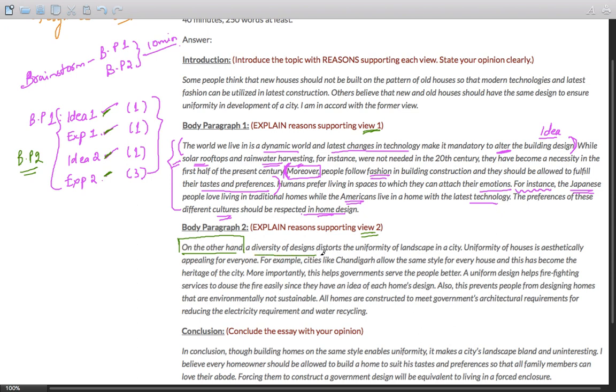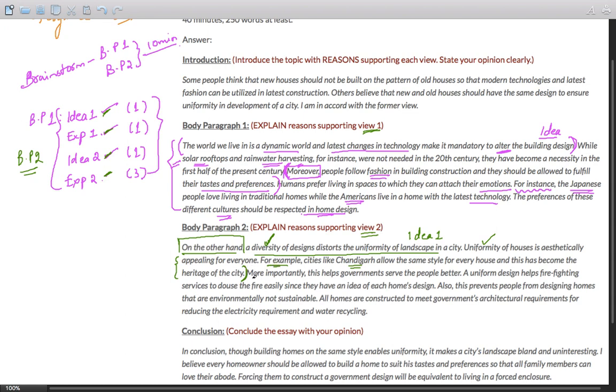Now this is idea one. And the following sentence should explain idea one. Uniformity of houses is aesthetically appealing for everyone. So we are basically, through uniformity of houses, disagreeing with the idea of diversity of design. Then comes an example of a city in India that allows the same style for every house, and this has become the heritage of the city. So this basically maintains the aesthetic appealing nature of the city. So this is idea one, followed by an explanation of the idea in two sentences, with one example, of course.